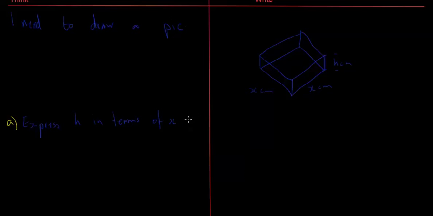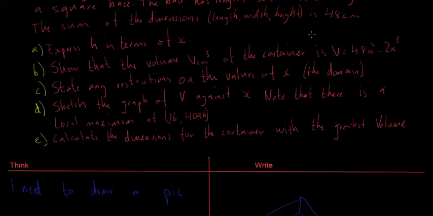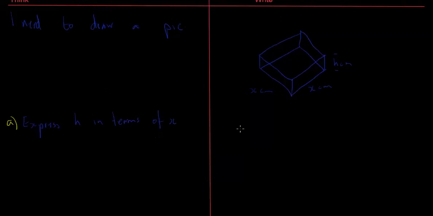So what can we write? From that first thing we pointed out, the sum of the dimensions is 48 centimeters. We know that length plus width plus height is equal to 48. Now the length and the width here are both equal to x centimeters, as our drawing shows. So we can change that to x plus x plus h is equal to 48. Alrighty, we can collect our like terms, which means 2x plus h is equal to 48.